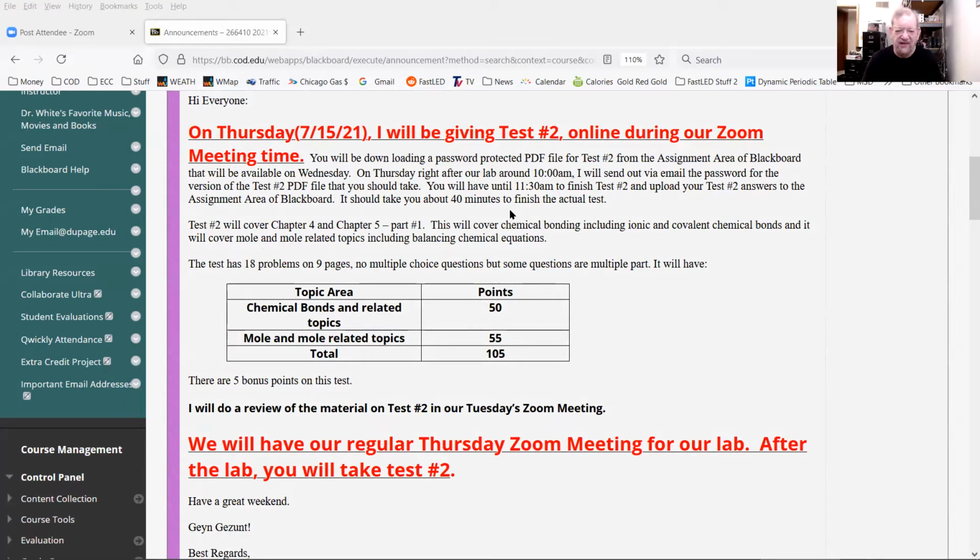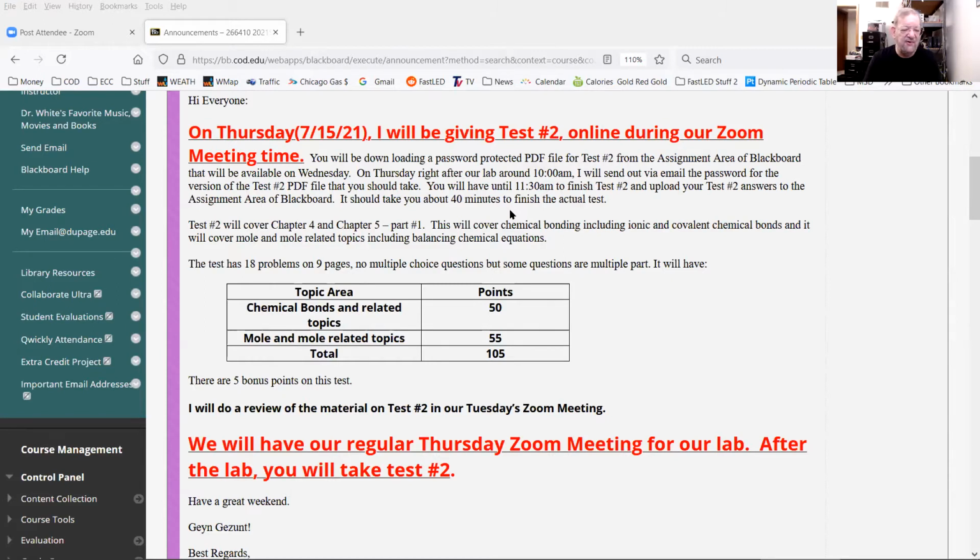Thursday, right after lab, around 10 o'clock, I'll send out an email with the password for the 2 versions of test number 2. You'll get one of them. You have until 11:30 to finish test number 2. Upload your answers as a single PDF file, and it should take you about 40 minutes. If you need a couple extra minutes, don't worry, as long as you get it in by 11:30.